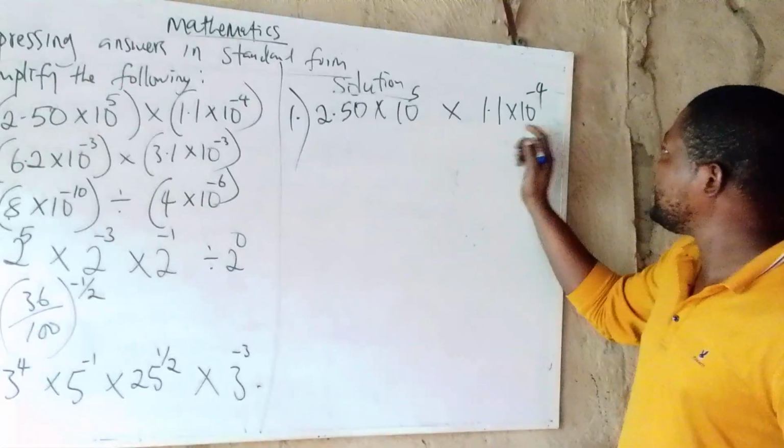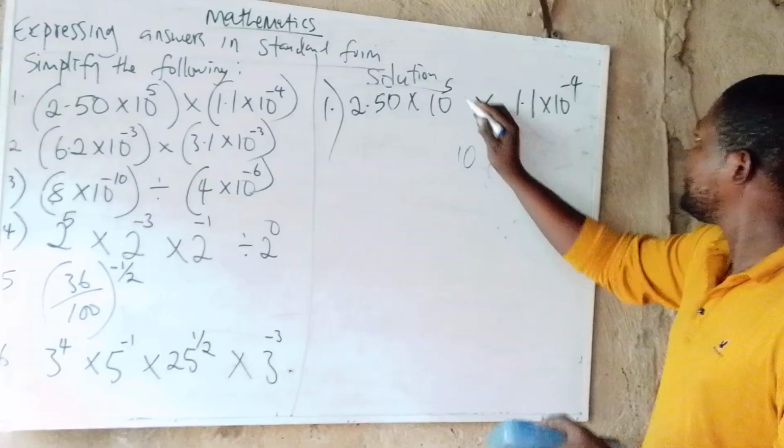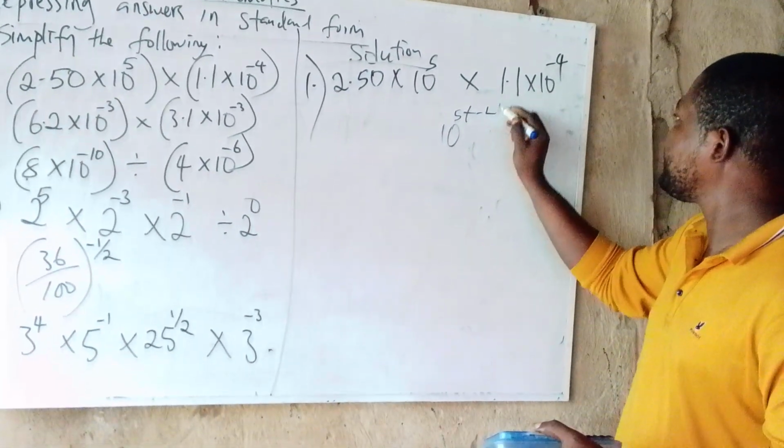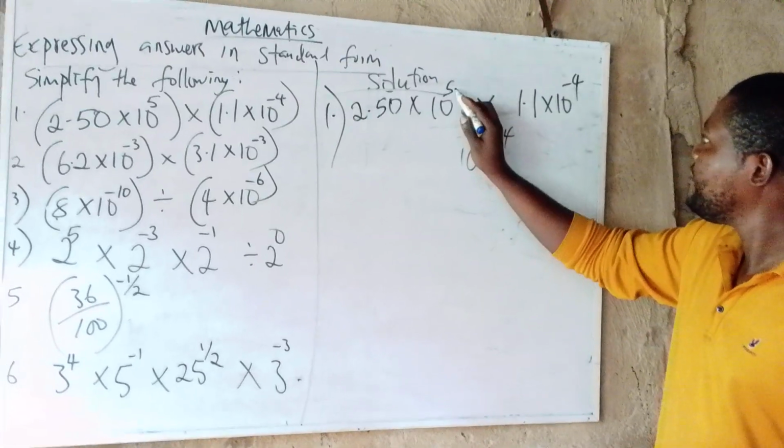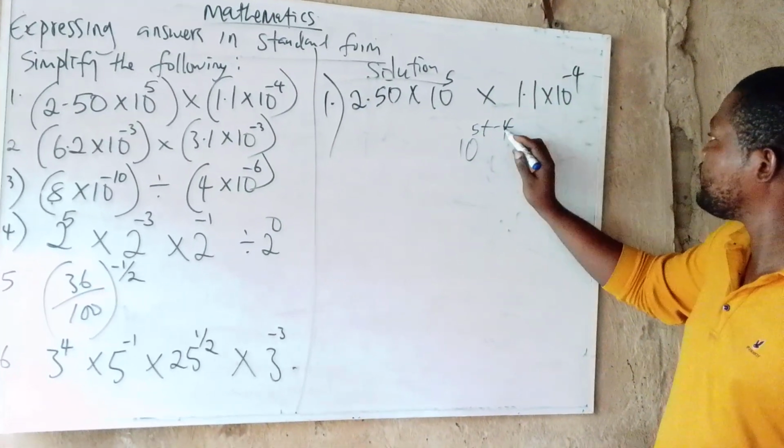Now, this is 10 and 10. Since they are the same, you just bring it down. 5 plus minus 4. Why did I use plus? Because of what I'm multiplying. 10, 10. I brought down 1 10. 5 on top of 10 plus minus 4 will drop down.